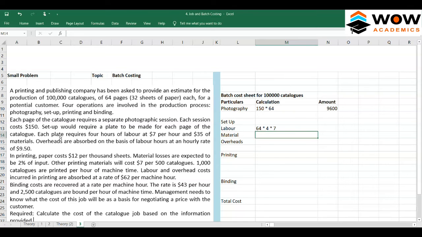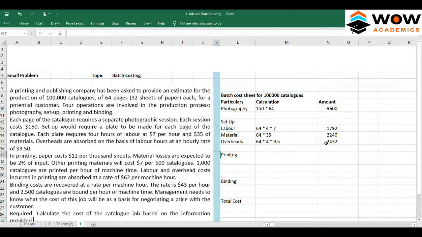What's the material? Material has to be paid at 35. So totally we have to make 64 plates, and each of them is going to be 35. Overheads is absorbed on an hourly basis, so it's going to be 64 plates and 4 hours, and the overhead absorption rate is 9.5. We can take all these numbers and put them here and we'll get the answer. Okay, we got all the setup cost.